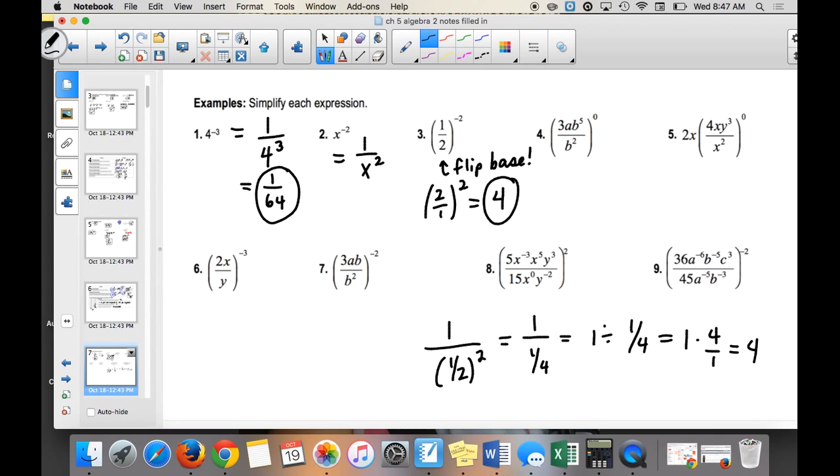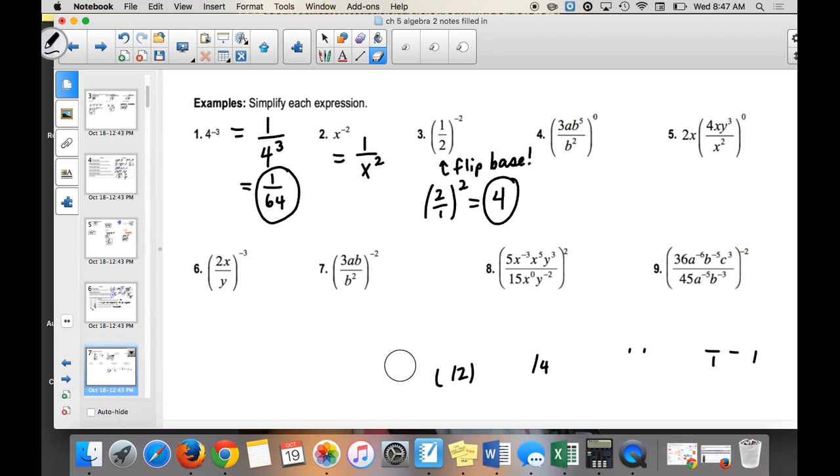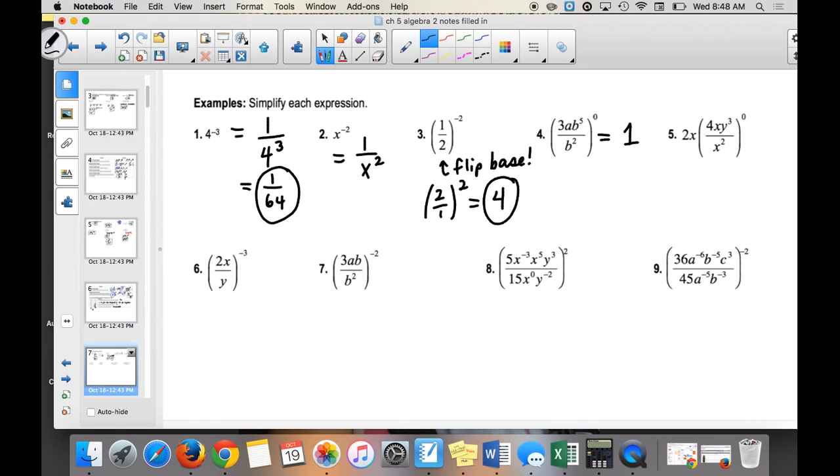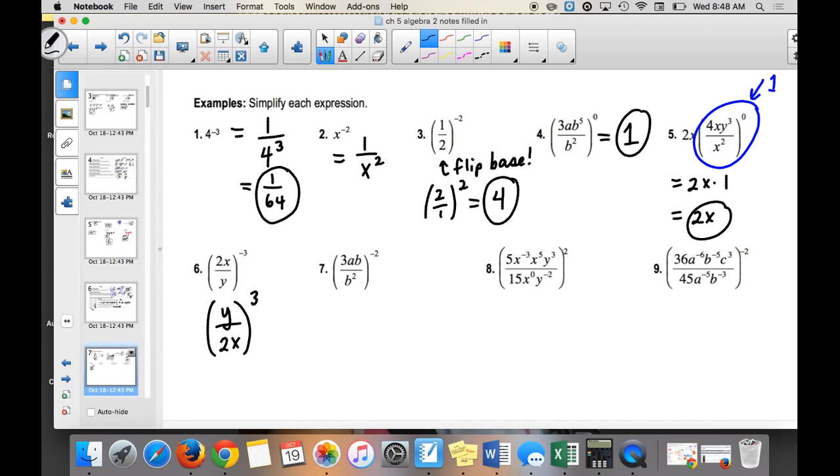How about number 4? Do we all know that one? Yeah, it's all raised to the 0. What about number 5? Be careful. Part of it, this part's 1, right? So we have 2x times 1, which is going to be 2x. I tricked you. The next part is raised to the negative 3. It's already a fraction, so let's just flip the base. So it's going to be y over 2x raised to the positive 3.